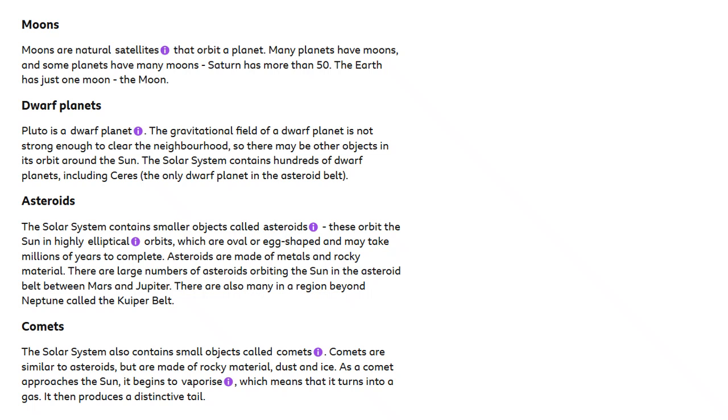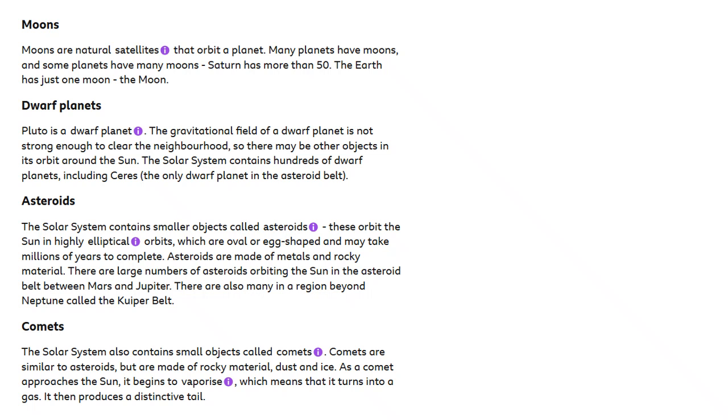Dwarf planets. Pluto is a dwarf planet. The gravitational field of a dwarf planet is not strong enough to clear the neighborhood, so there may be other objects in its orbit around the Sun. The solar system contains hundreds of dwarf planets, including Ceres, the only dwarf planet in the asteroid belt.